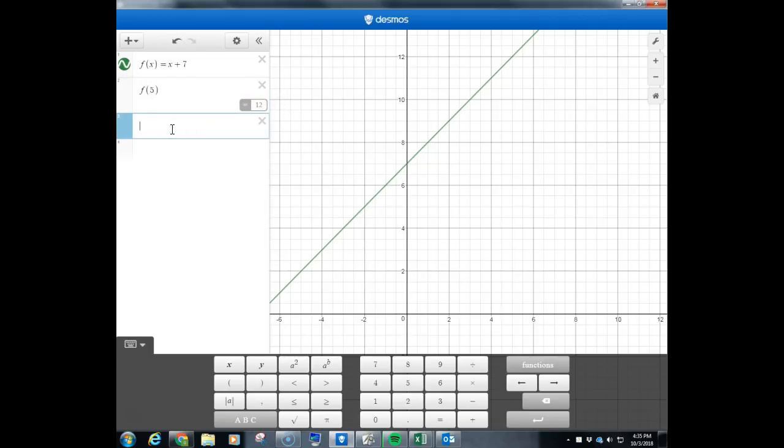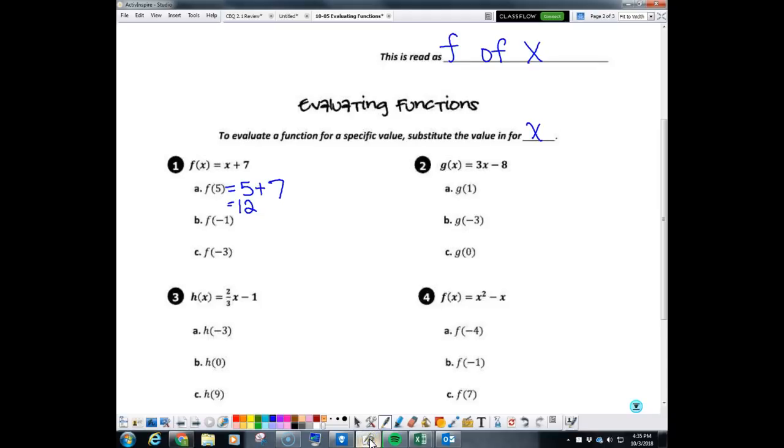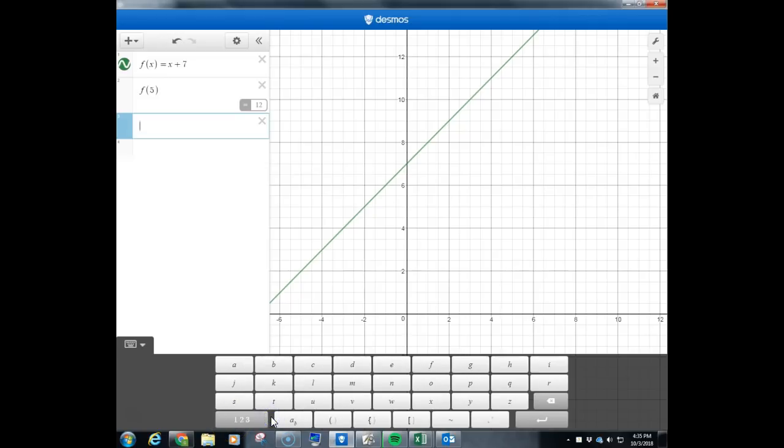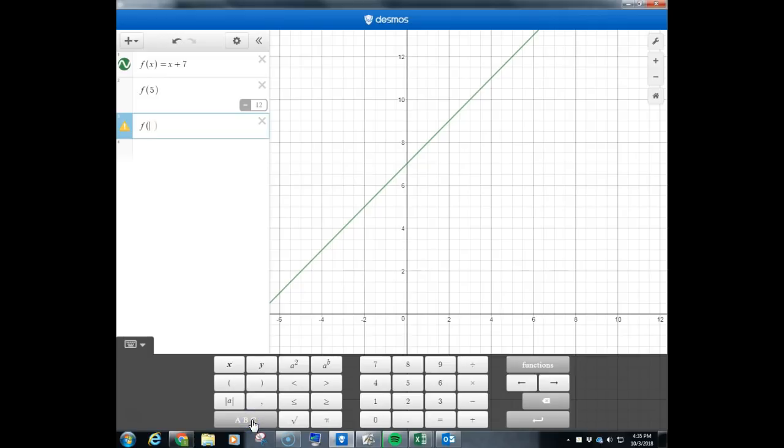So if we go back to the worksheet, now they want to know what f of negative 1 is. Same thing, you just change the x to whatever's inside the parentheses. So negative 1 plus 7 is 6. You can check your answer here: I type f of negative 1, and I get 6 right here. F of negative 1 is 6.